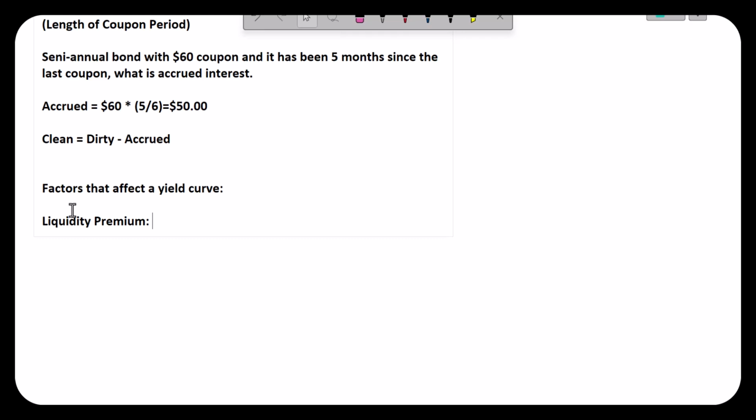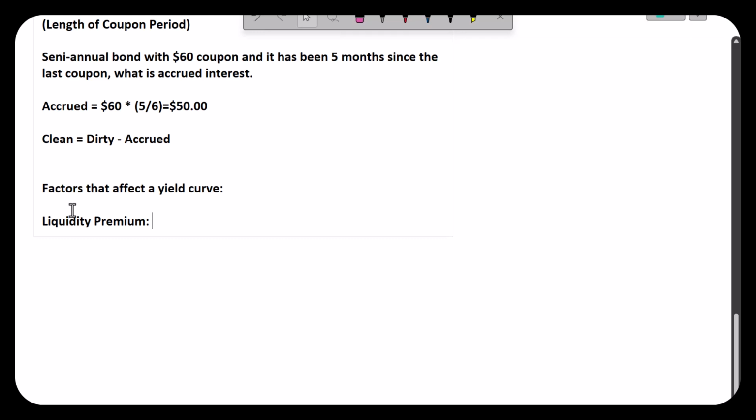Certain bonds, especially munis, don't trade much because a lot of pension funds get them and keep them. They don't trade them. So even though there may be an advantage, if you can't get rid of it when you need to, you're going to ask for a premium.